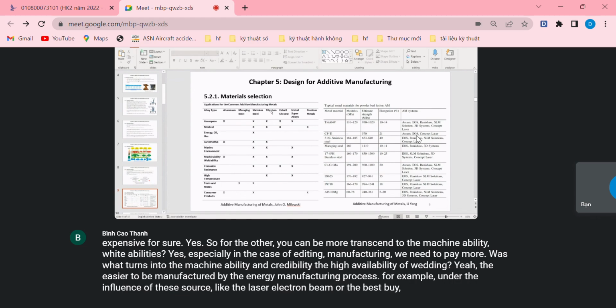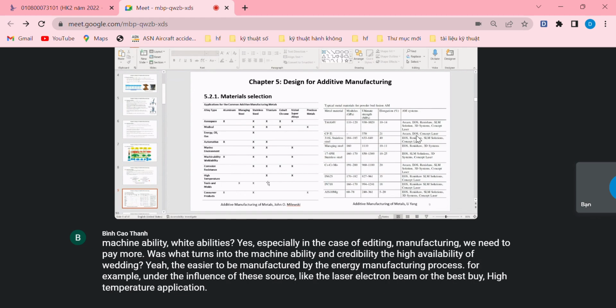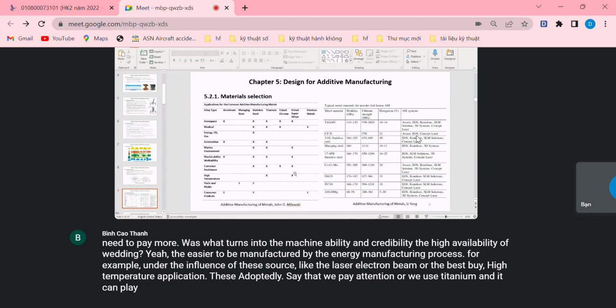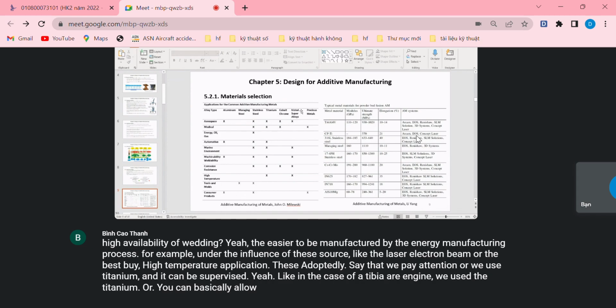High temperature application: it is undoubtedly said that we use titanium and nickel-based superalloys. For sure, in the case of a turbine engine, we use titanium or nickel-based superalloy to fabricate the blades of the turbine engine.